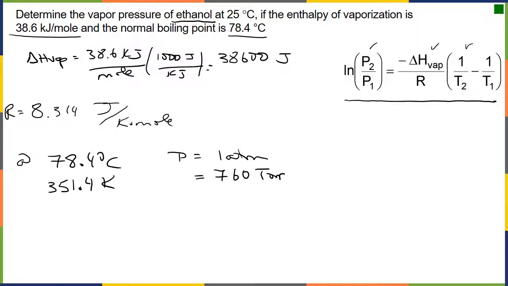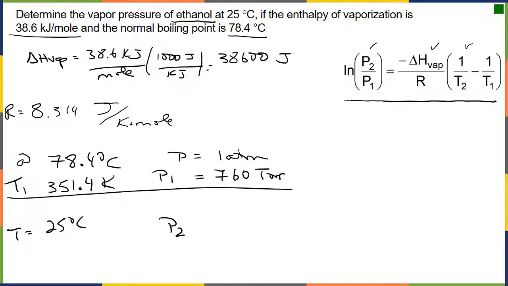Let's call this value T1 and P1. So if we have T1 and P1, we are going to look for the pressure when the temperature is 25 degrees Celsius. Again, that has to be in kelvins, and that's 298 kelvins. We are solving for P2. So we have all of our data, and we are going to plug it straight into the Clausius-Clapeyron equation.